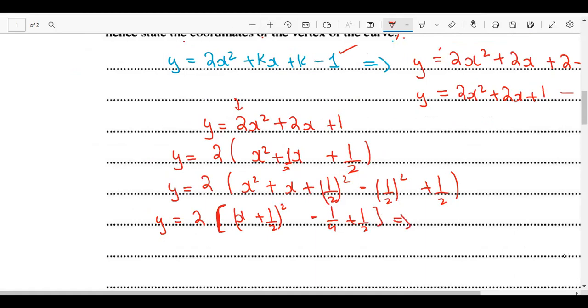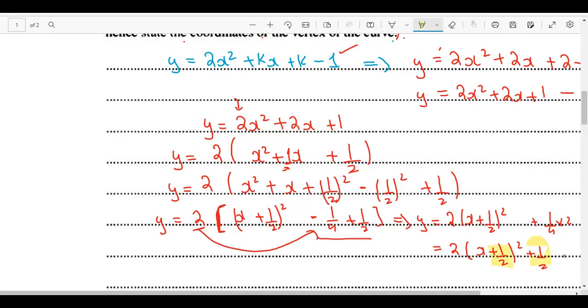And you are going to get y equals 2 multiplied by x plus 1 by 2 whole squared, and then 1 by 2 minus 1 by 4 is going to give you what? We have 0.5 minus 0.25, so it would give you 1 by 4. Okay, this would give you 1 by 4, and when you will multiply this 1 by 2 with this term, it would become half. So this is 2 into x plus 1 by 2 squared plus 1 by 2. This means this is your A and this is your B.